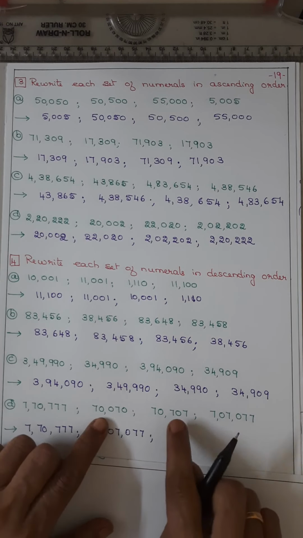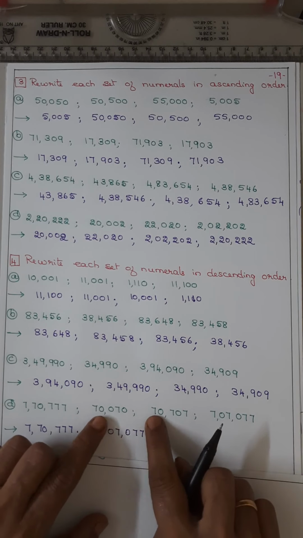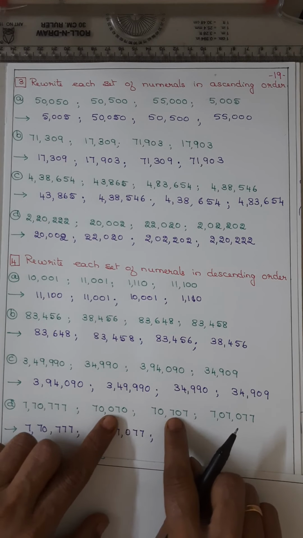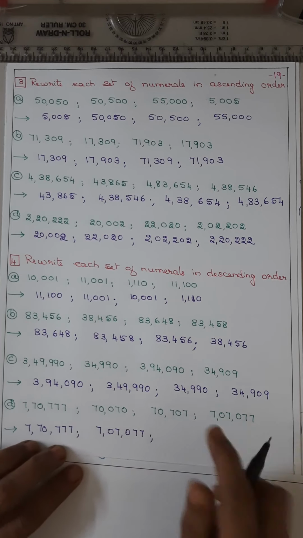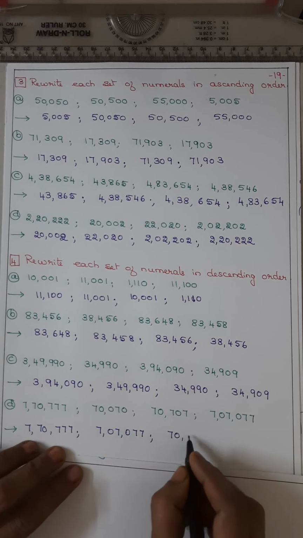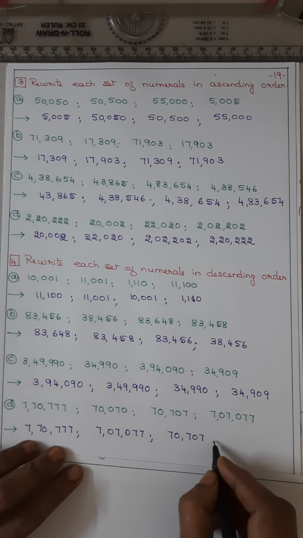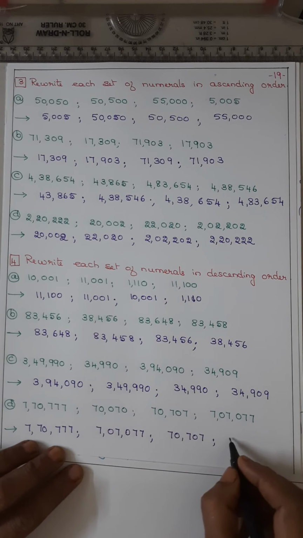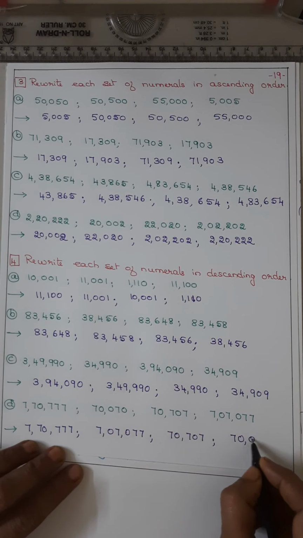Now compare between these two. 77,00,07. So this one is bigger. So 70,707. Then last is 70,070.